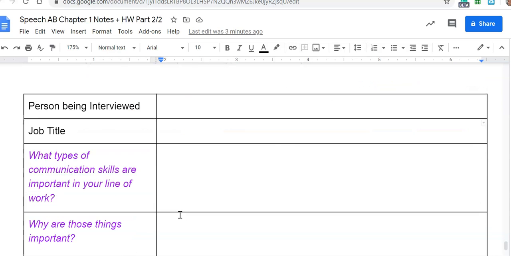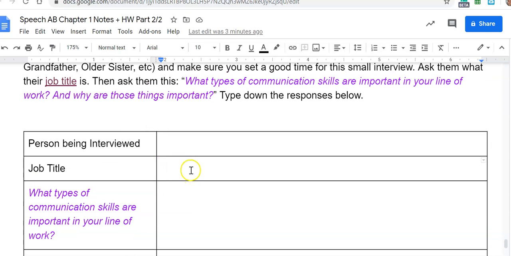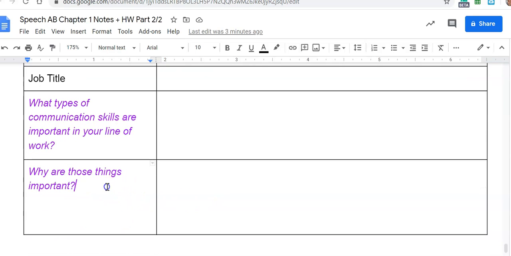Job title, then ask them these questions. After you get their job title, then ask them what types of communication skills are important in your line of work. Okay, so you really just type out what they say fully, and then you might have to ask them to repeat. And then ask them too, from this list, why are those things important? And then they will give you that reason. Those things are important because.